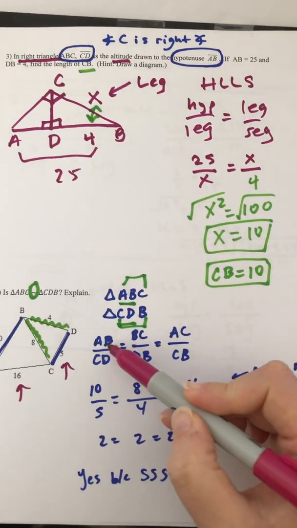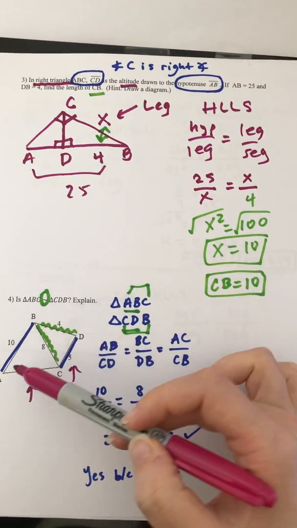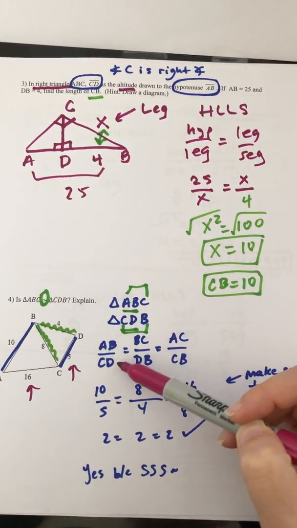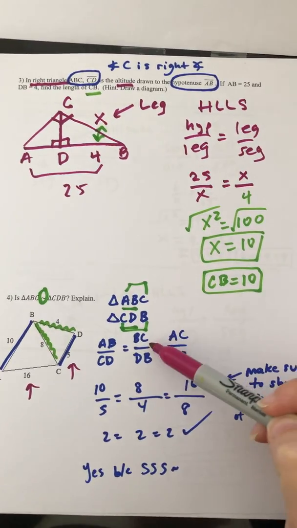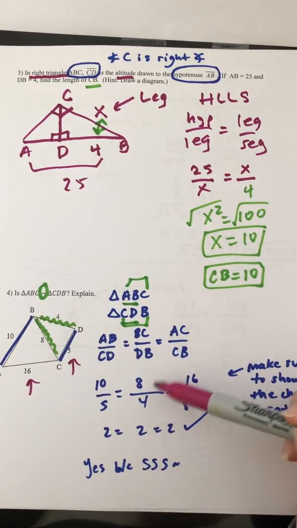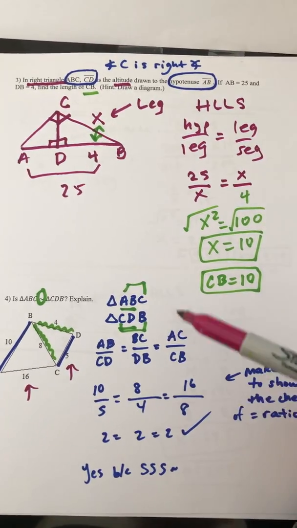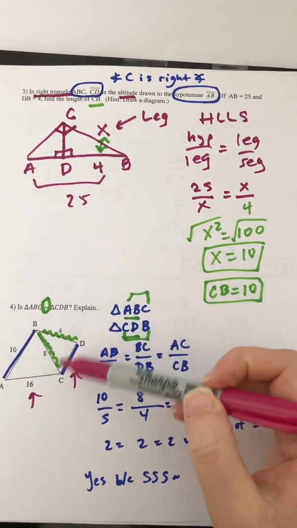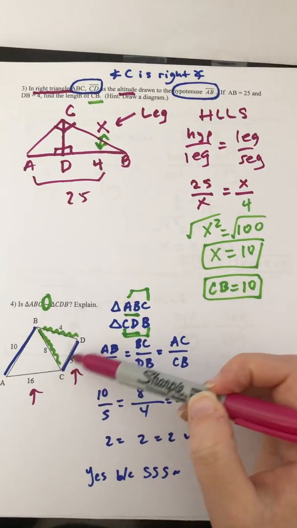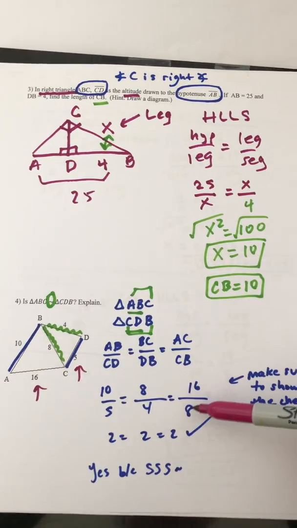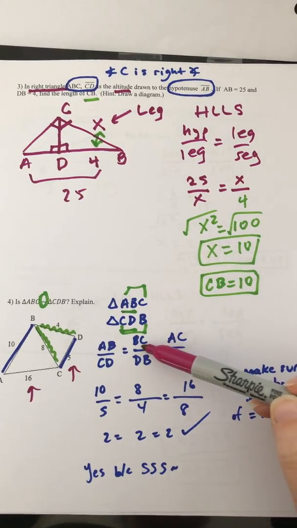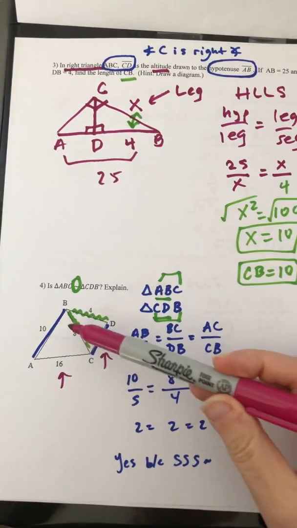Now we go to AB and we look at the picture. AB is 10, put it in. Then we want CD, CD is 5. BC, BC is 8. DB, DB is 4. AC, AC is 16. CB, CB is the 8, okay? So now look at how CB is used twice. That's just very interesting because they overlap.